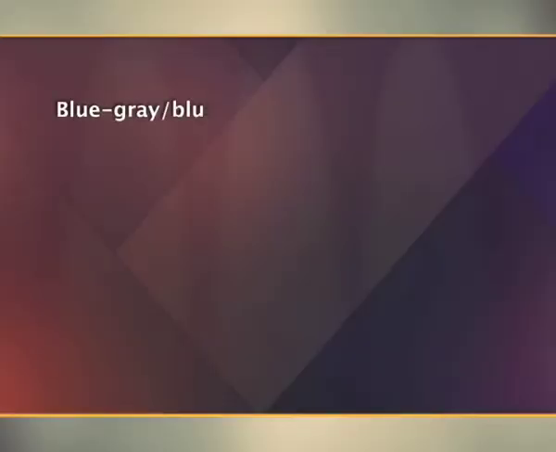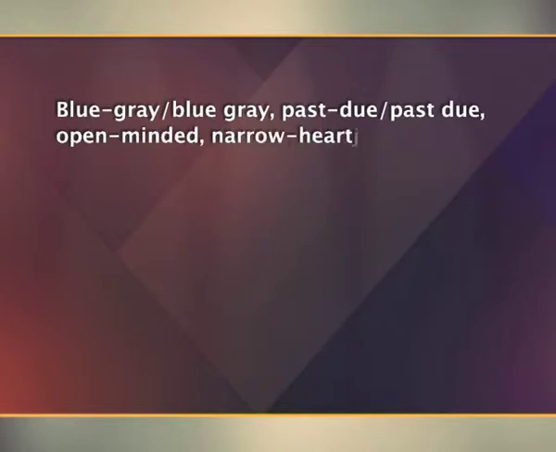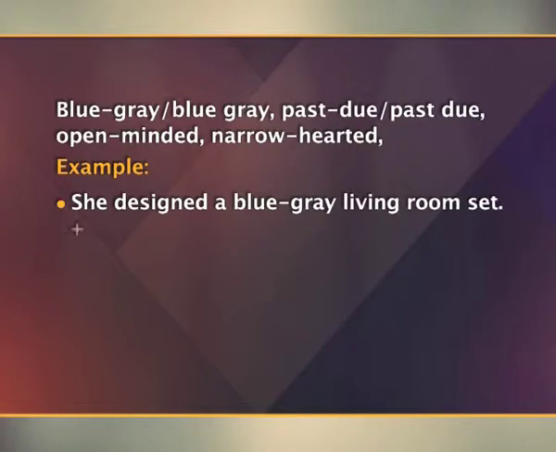Compound adjectives are generally hyphenated when they precede the noun they modify. When they follow the noun, there are two words. Those compound adjectives are the following: blue-gray, past-due, open-minded, narrow-hearted. Example: she designed a blue-gray living room set.